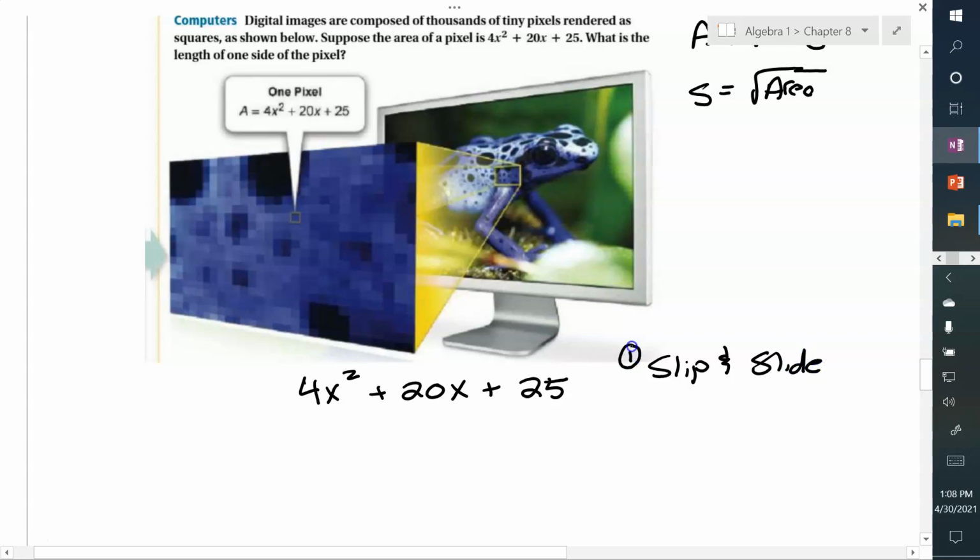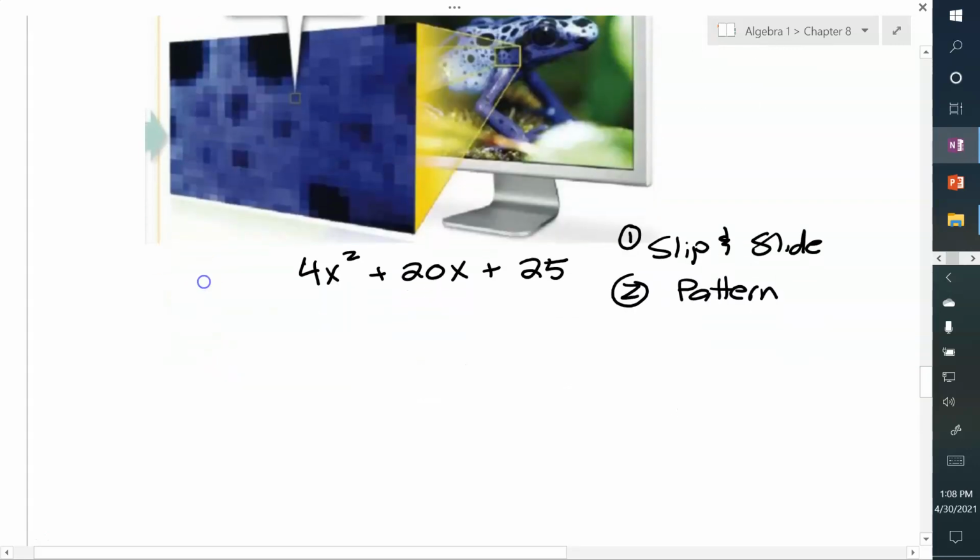That's option 1. Option 2 is pattern. I'm going to go ahead and slip and slide because I'm not sure this is a perfect square. So let's slip and slide. I'm going to slip my 4, so I get x squared plus 20x plus 100. And then I'm going to factor: x plus, x plus. Factors of 100 that add to 20 are 10 and 10.